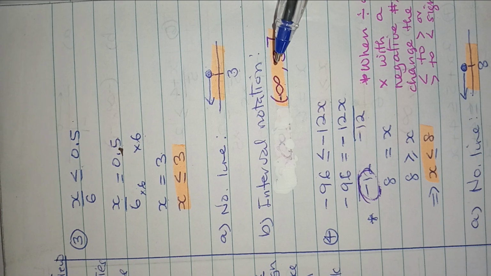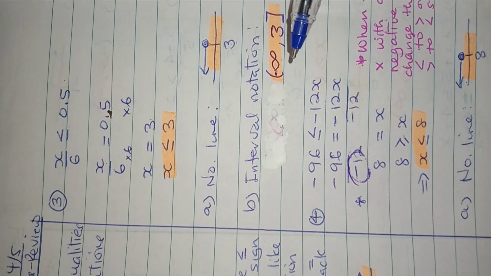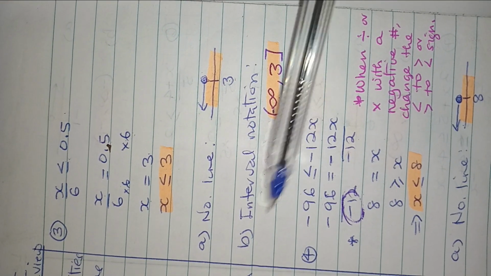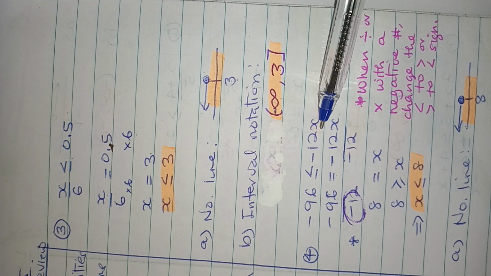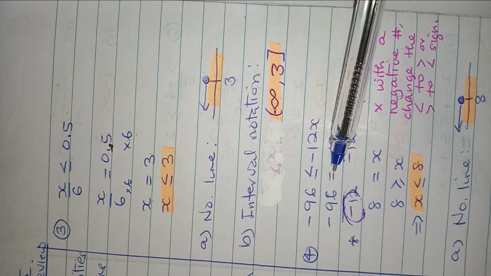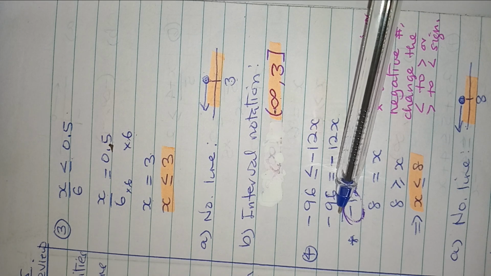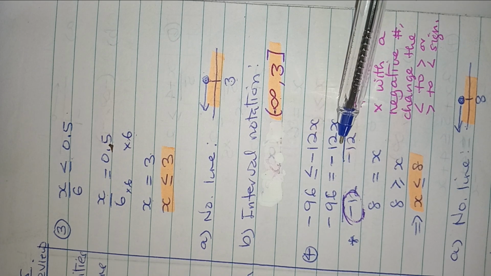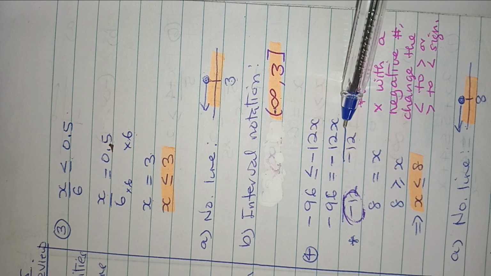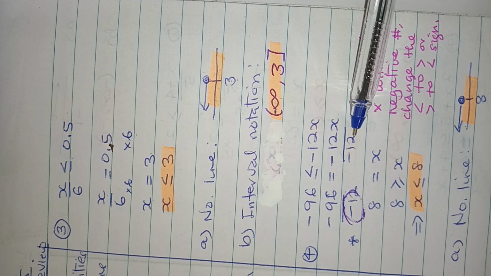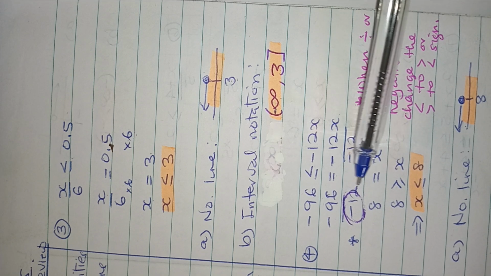Okay, let's go to example 4, where we see a different case. This time we have negative 96 less than or equal to negative 12x. Again, we change the inequality sign to equal sign. So we have negative 96 equals negative 12x. Now to find x, we divide both sides by negative 12.